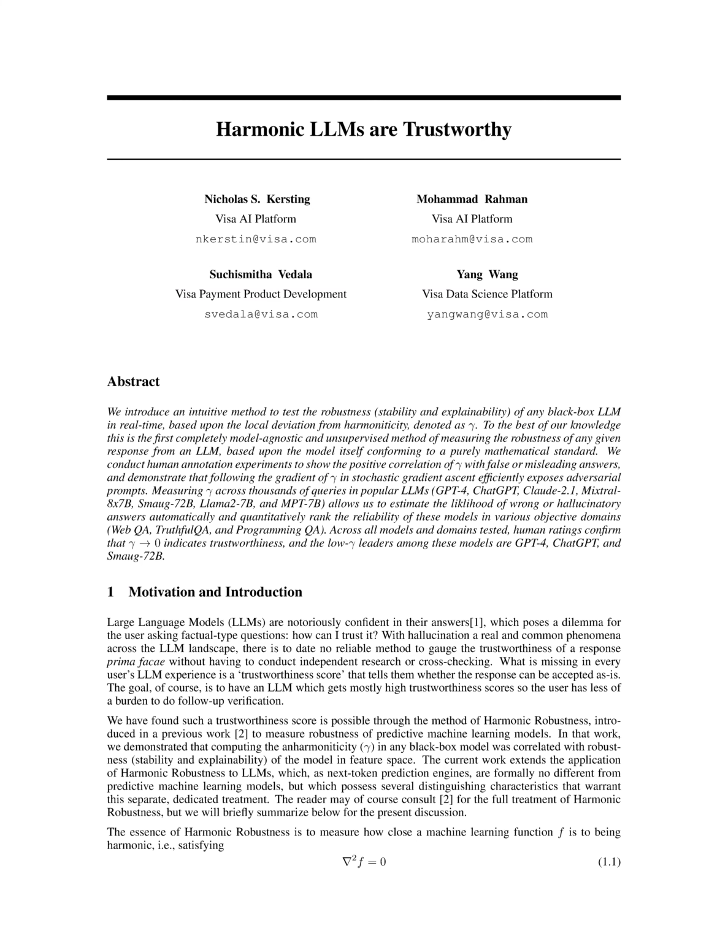The theoretical benefits of using the method of harmonic robustness, specifically measuring the unharmonicity, gamma, in large language models, LLMs, lie in providing a quantitative metric for assessing the trustworthiness of LLM responses. By evaluating how close an LLM function is to being harmonic, which signifies stability and explainability, gamma offers a standardized measure of robustness in feature space.